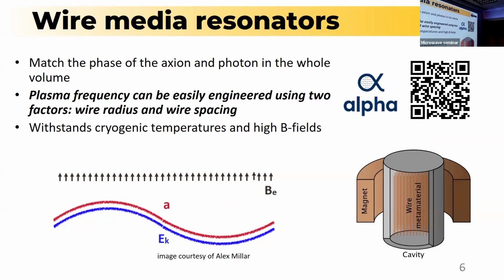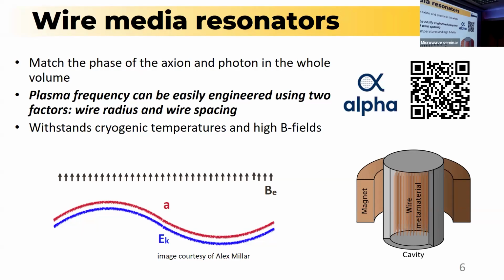But in addition, we can have control of the resonant frequency of our cavity by changing the plasma frequency of the wire medium inside. And this plasma frequency can be easily tuned by changing the wire radius or the wire spacing, or both. And this is the advantage: it will be independent of the volume. We can have high volumes and the resonance will not depend on the size of the cavity, but on the spacing of the wire medium and the radius of the wires.